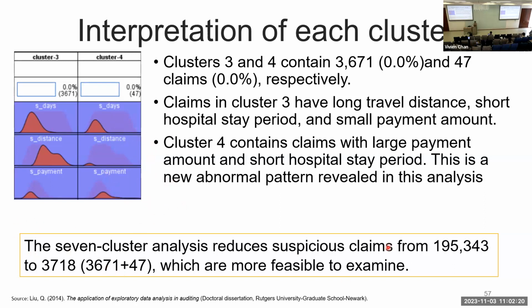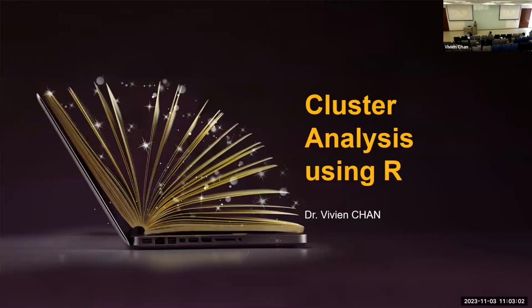That means the final result is that you reduce a huge number of claims to what we call a more manageable amount for further investigation. Even for this group, cluster 4 only has 40-something cases. For 40-something cases, it is a manageable amount if someone wants to do further investigation into the cases. So that is how you do clustering. The next step is about how to do clustering using R.